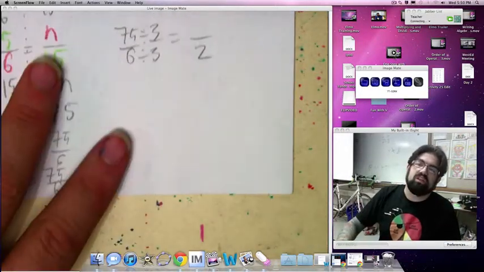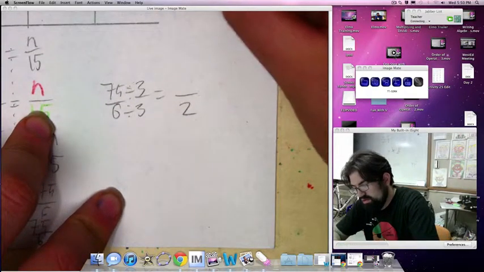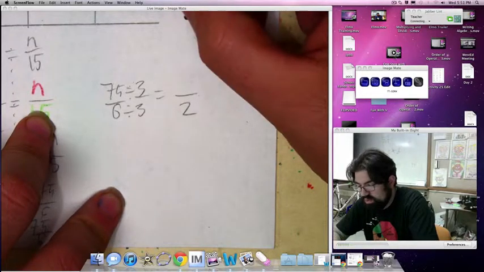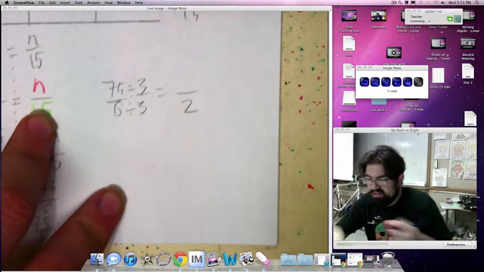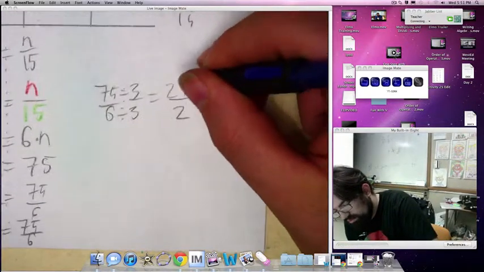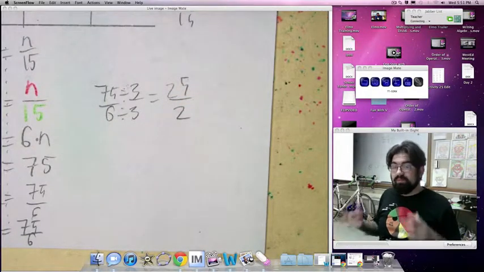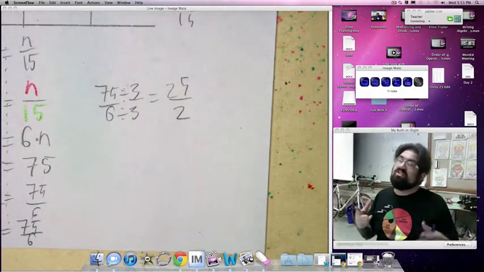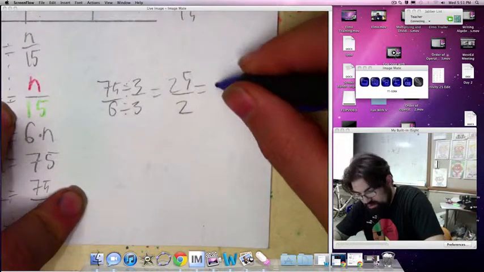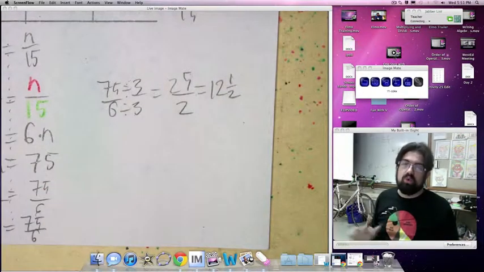75 divided by 3 is, let's do long division for that. 3 goes into 7 twice, minus 6, bring down the 1, bring down the 5, and 5. Hey, 75, or 25. Cool. 25 over 2. Got to turn into a mixed number. This goes in 12 times. And then we still have an extra half quart.